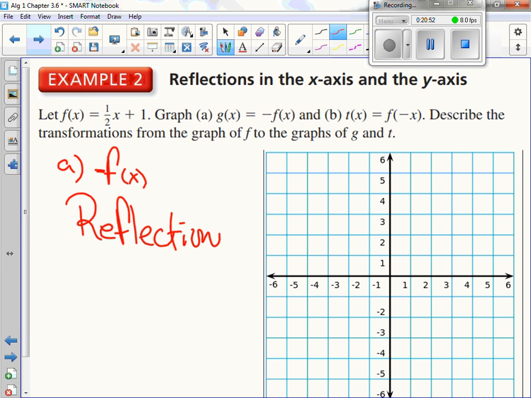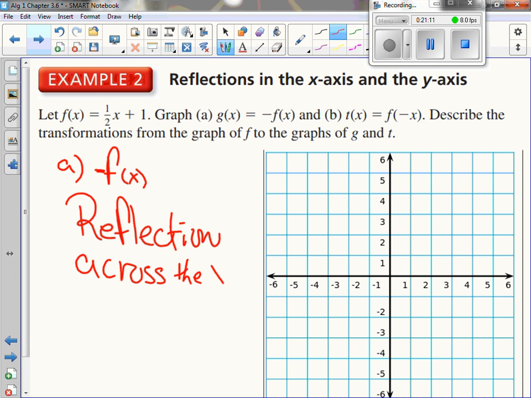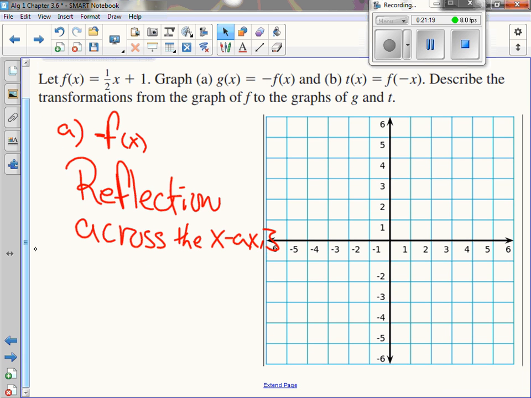Reflection. We're talking about a reflection. Now it's talking about the negative. Is it outside or inside? Outside. So it's going to be a reflection across what? X-axis. So this here would be a reflection across the x-axis because it's outside the parentheses. Whenever we have negative f of x, it's a reflection across the x. Questions on this here?